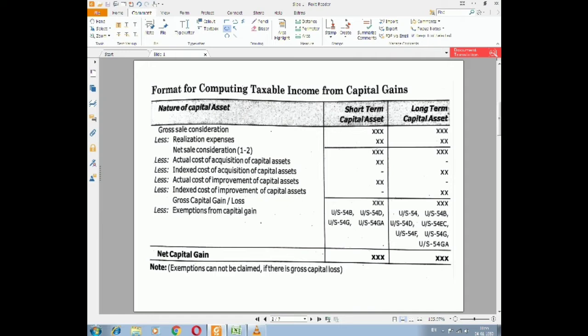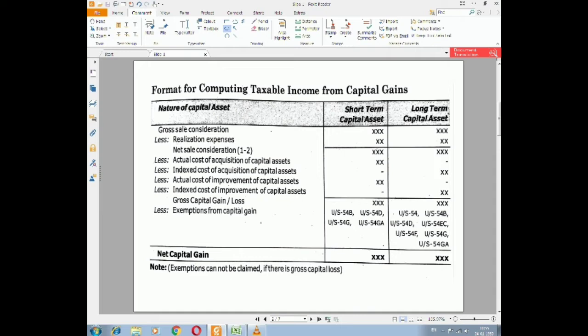Next, we are going to do a total, that is the total amount is gross capital gain or gross capital loss. So by deducting the above information from net sale consideration, we are going to get gross capital gain or gross capital loss. Next portion is exemptions from capital gain. For short term capital assets, we are going to apply the exemptions under section 54B, 54D, 54G and 54GA. On long-term capital assets, we are going to apply 54, 54B, D, E, C, F, G and GA. So these are the exemptions we are going to apply in this concept. This exemptions explanation and related problems we'll do in the next session. So after minusing exemptions, we are going to get a net capital gain.